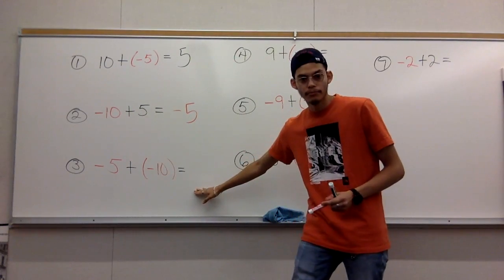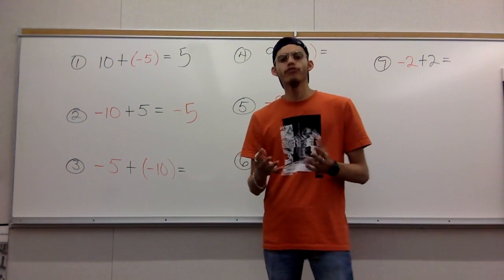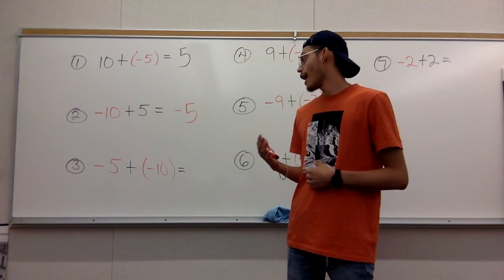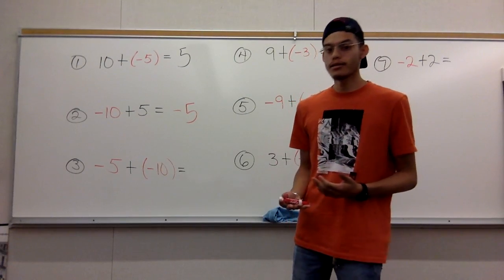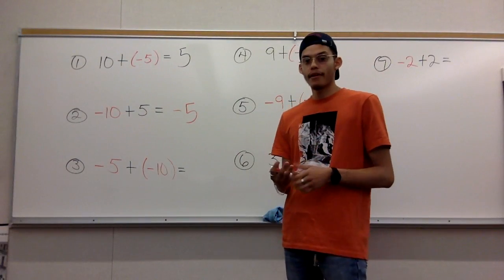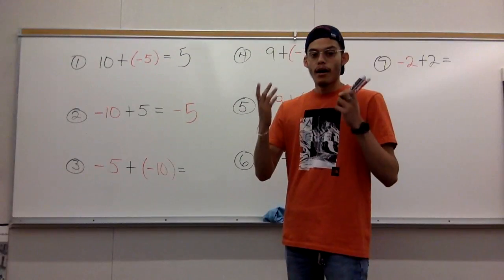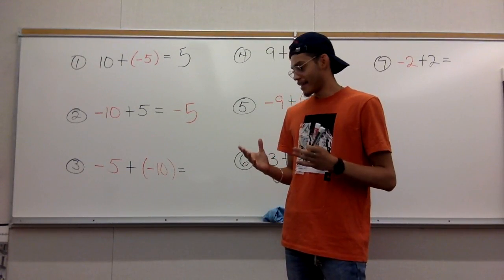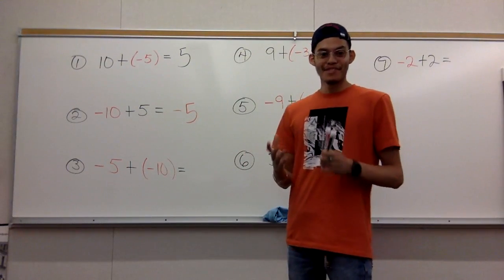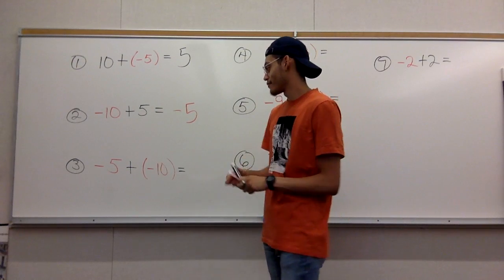The third problem, I owe you $5 and then I owe you another $10. If you put those together, I would basically owe you $15. It would be negative 15.